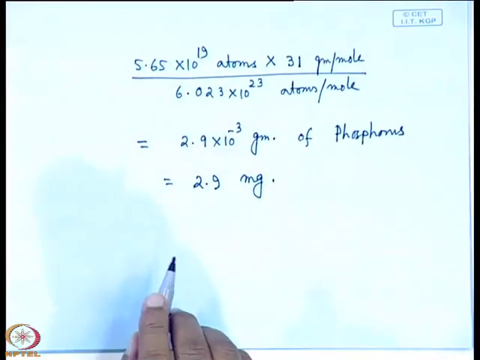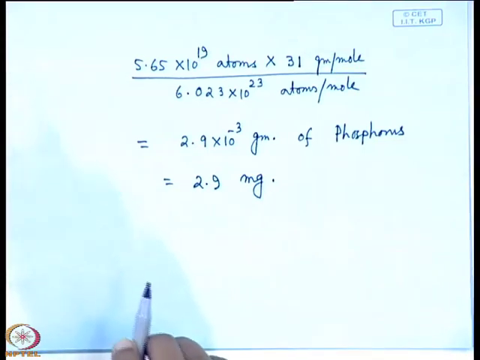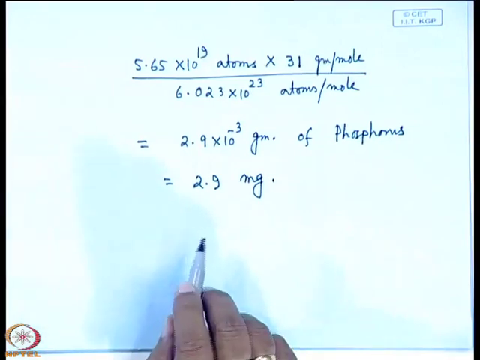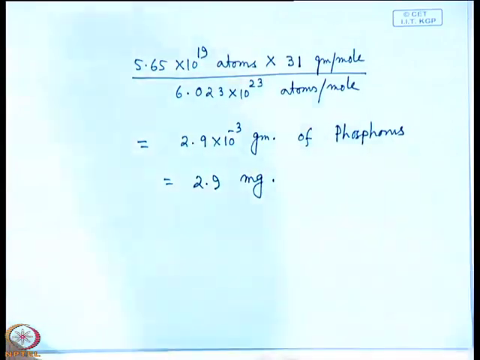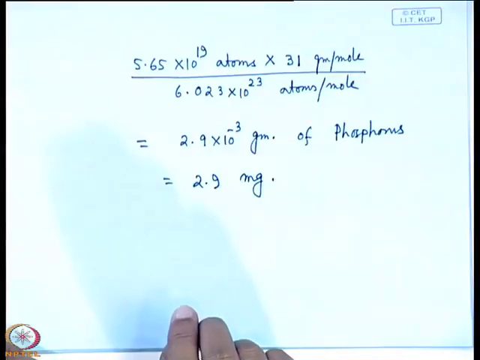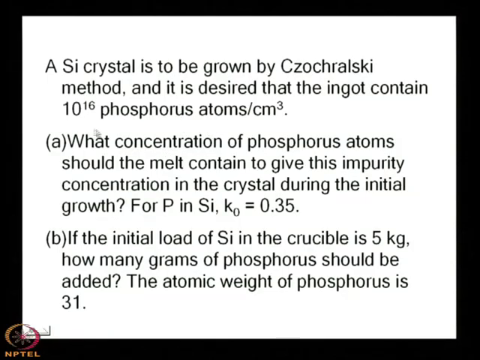So, what you find is that for 5 kg of silicon, to obtain 10 to the power 16 per centimeter cube carrier concentration, 10 to the power 16 electrons, you need only 3 milligram of phosphorus atom. You come to this problem. 10 to the power 16 phosphorus atoms were there, and the first thing is what concentration of phosphorus atom should the melt contain? We have seen that it is 2.86 into 10 to the power 16, and finally, we see that only 2.9 milligram of phosphorus is to be added.